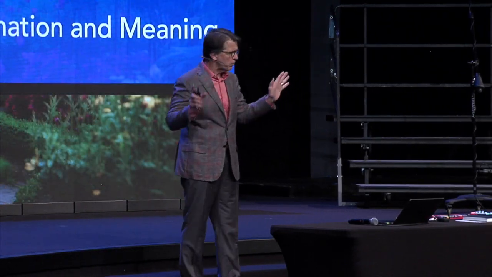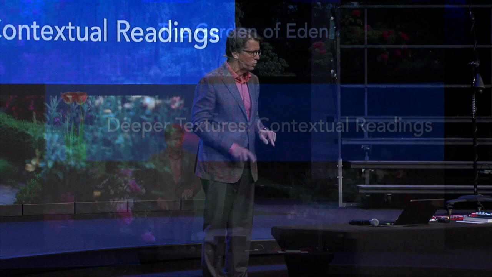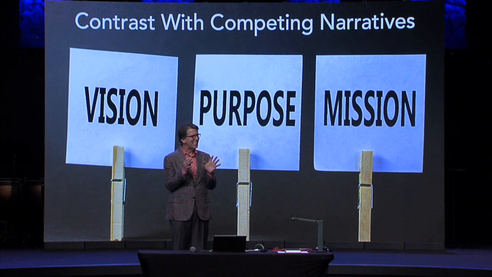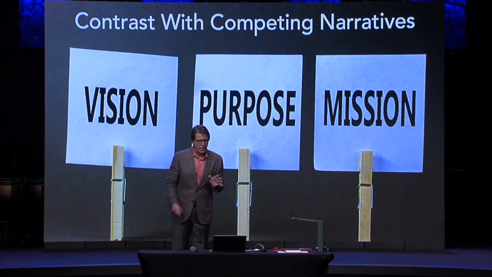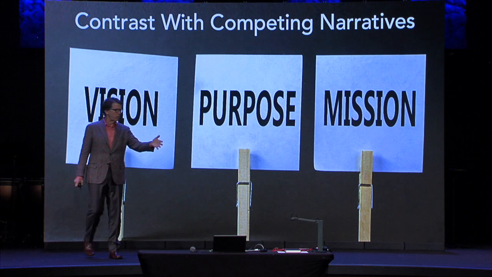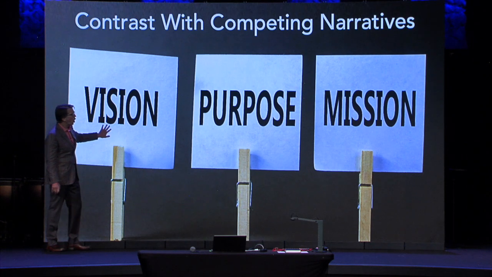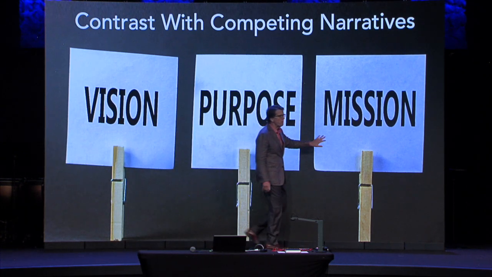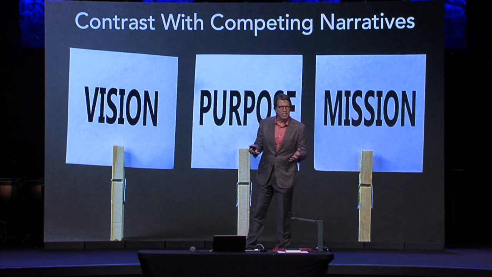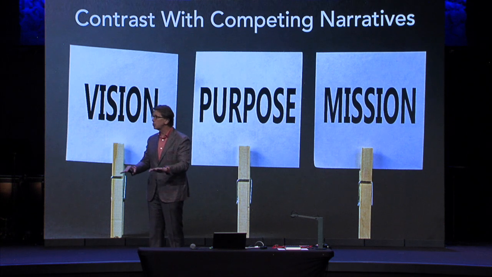So if those are sort of some story basics, some information and some meanings, let's look into some of the deeper contextual readings we can get here. And I want to start by contrasting this with some competing narratives. And when we contrast it with the competing narratives, those narratives of Egypt and of the Levant, of the Mesopotamian cultures, they had a whole different vision, a whole different purpose, and a whole different mission of humanity. People were not made in the image of God to see the world and to do the things the way the gods would.